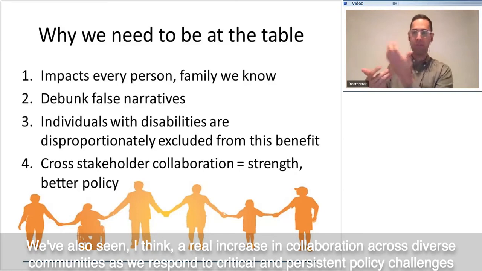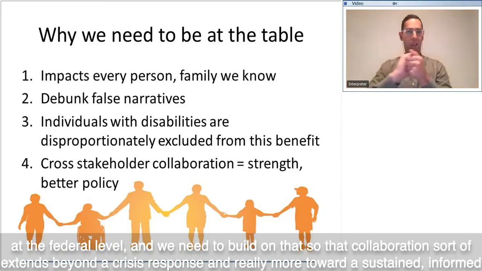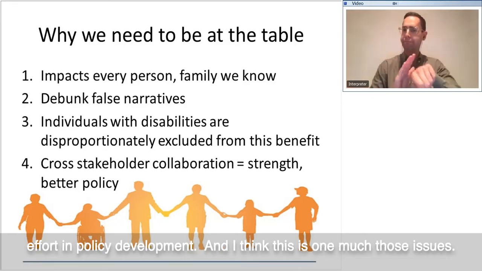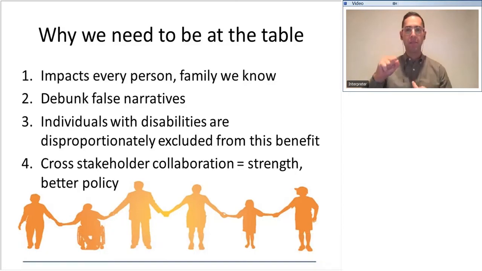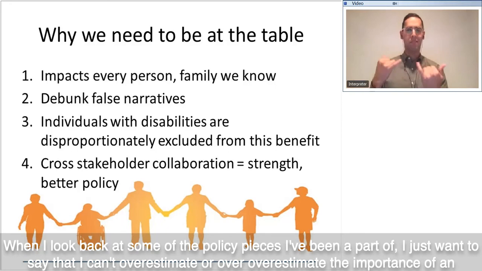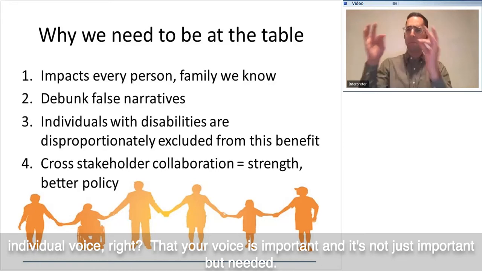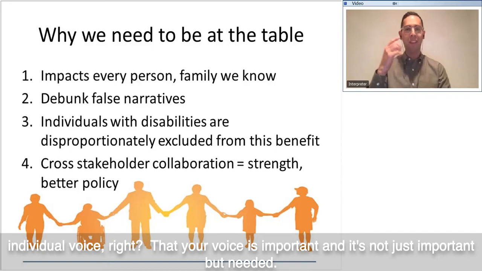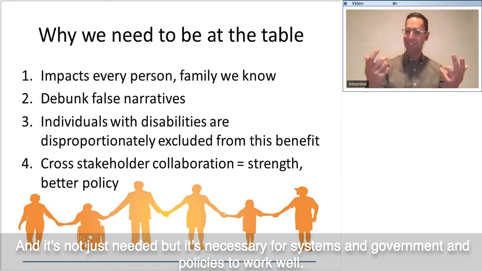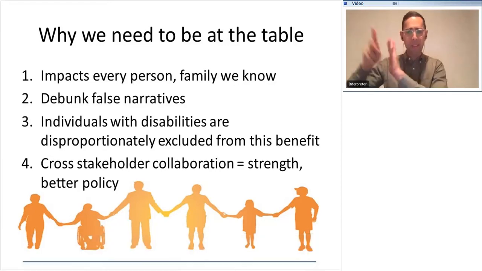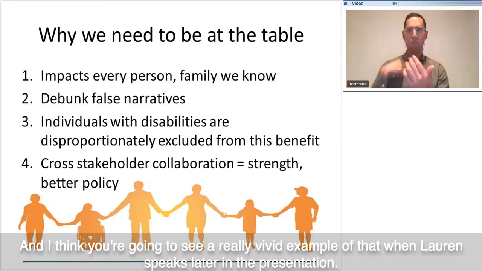We've also seen, I think, a real increase in collaboration across diverse communities as we respond to critical and persistent policy challenges at the federal level. And we need to build on that so that collaboration extends beyond a crisis response and really more toward a sustained, informed effort in policy development. And I think this is one of those issues. When I look back at some of the policy pieces I've been a part of, I just want to say that I can't overestimate the importance of an individual voice, right? That your voice is important, and it's not just important, but needed. And it's not just needed, but it's necessary for systems and government and policies to work well. And I think you're going to see a really vivid example of that when Lauren speaks later in the presentation.